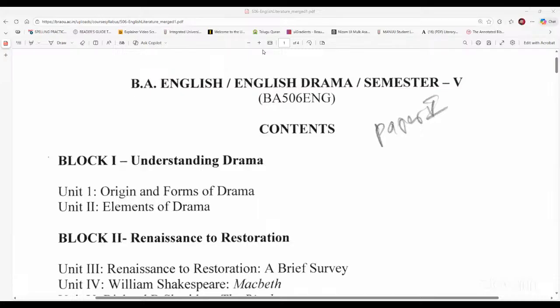Now, the fifth important element of drama is theme. Theme is the central idea or underlying message of the play. What it does, it reflects moral, social, political, or philosophical concerns within the story.